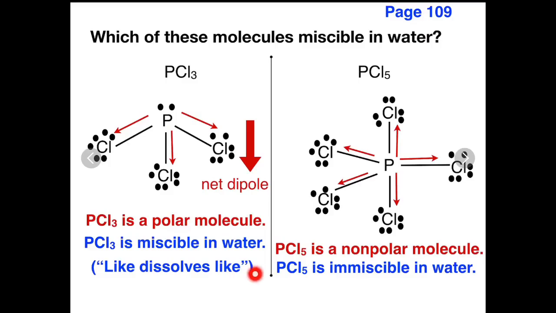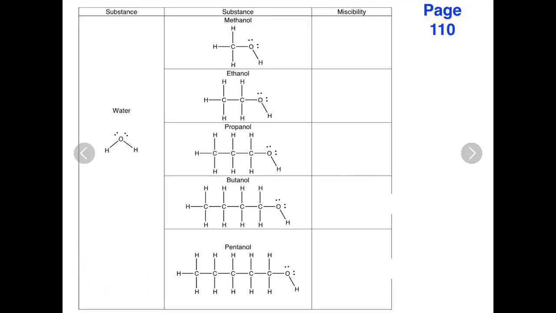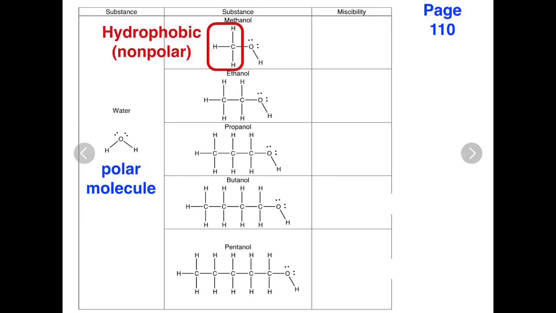All right, so again, we are going to rely on this "like dissolves like" in order to predict miscibility in water. Next, we are going to take a look at the miscibility of different types of alcohol in water. We are going to consider first the miscibility of methanol with water, and second ethanol in water, propanol in water, butanol in water, and pentanol in water. Pretty much we already determined that water is a polar molecule. Therefore, in order to determine miscibility of these, you have to determine whether each molecule would be polar or non-polar, right?